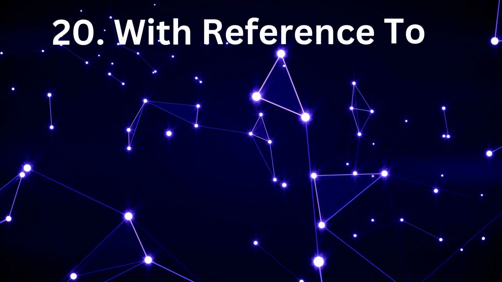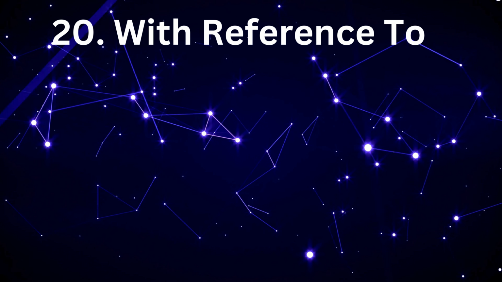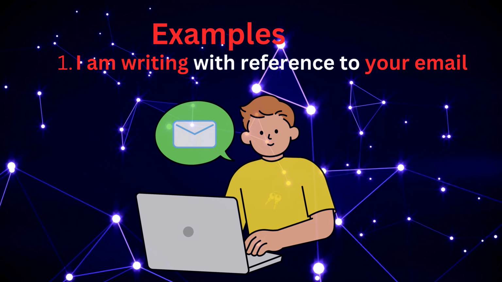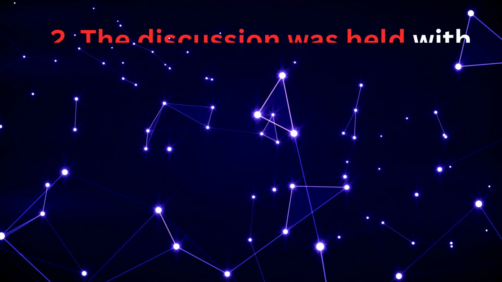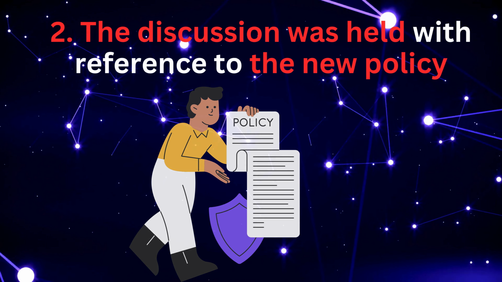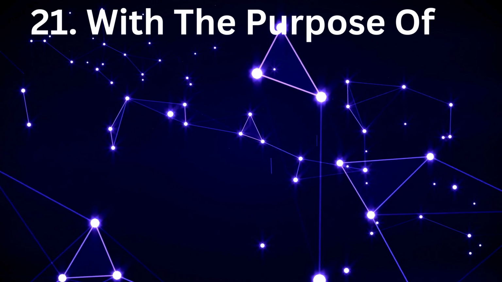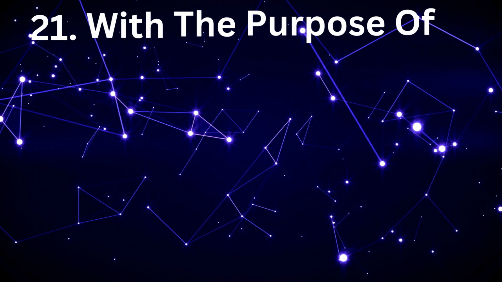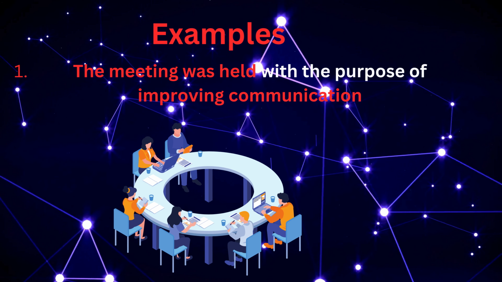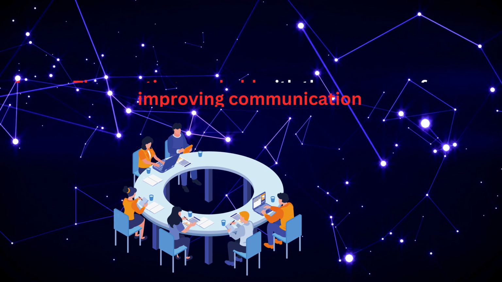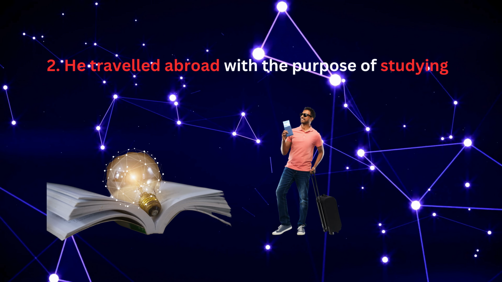With reference to: regarding something, used for context. Example, I am writing with reference to your email. The discussion was held with reference to the new policy. With the purpose of: intended for something, used for intention. Example, the meeting was held with the purpose of improving communication. He traveled abroad with the purpose of studying.